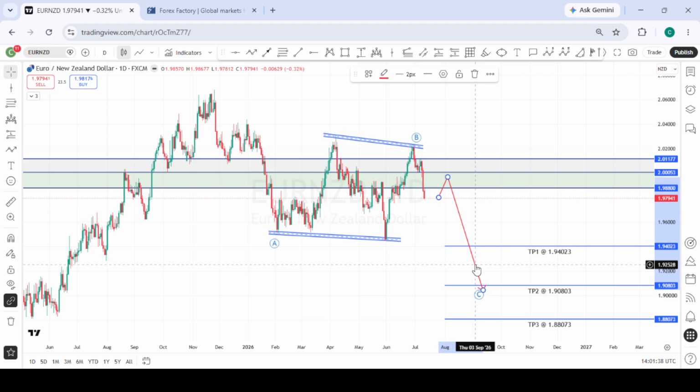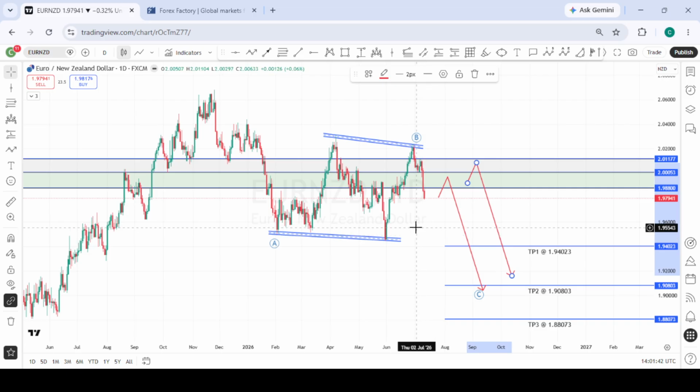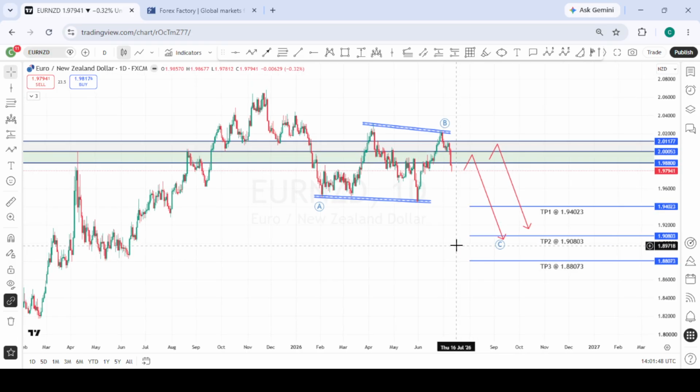So should price pull back into this first area of interest, we'll look for selling opportunities. If it retests the second area of interest, we'll still be interested in taking the sales from there to the downside. So we are very bearish on EURNZD, and also considering that NZD is most likely going to be strong in the coming week, we are likely going to see this move turn to the downside. So we are very bearish on EURNZD for the coming week.